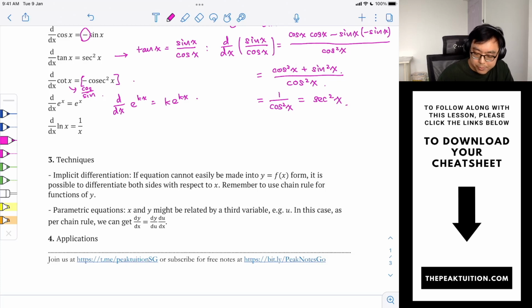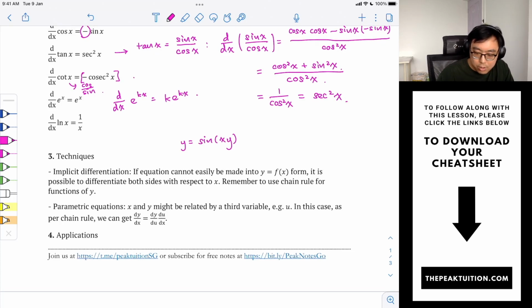So for example, y equals sine xy, okay? It's much easier to see when you have an example. Here, it's difficult to make y the subject. And if we cannot make y the subject, it's a bit difficult to differentiate this, right? So what we can do is differentiate both sides with respect to x. So differentiating both sides with respect to x, we have dy/dx on the left side equals d/dx of sine xy.